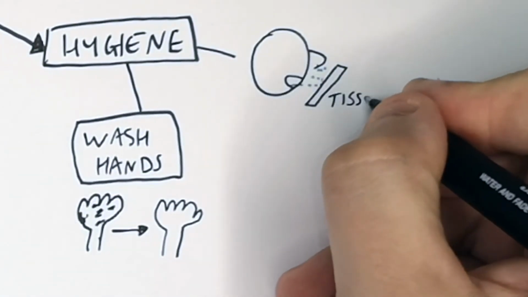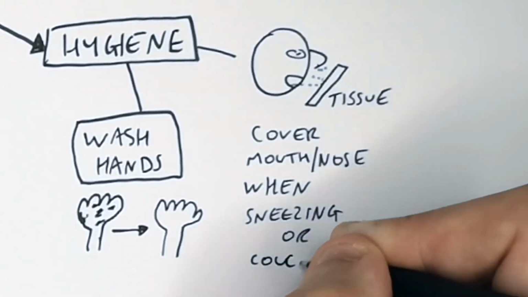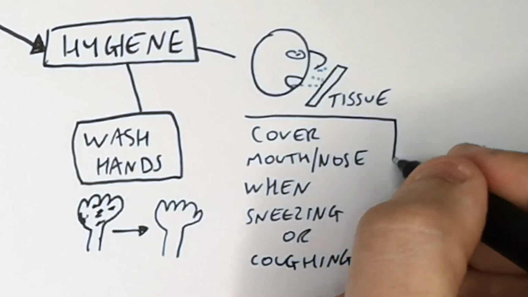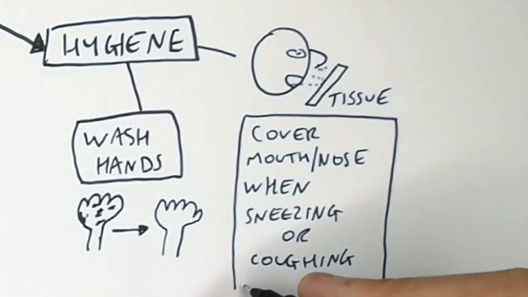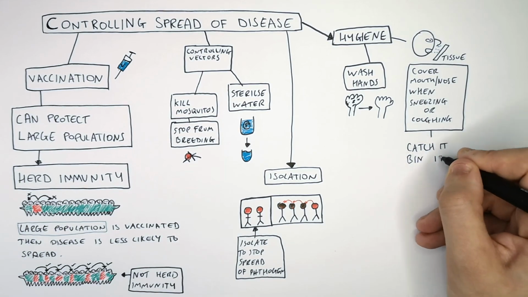If you have a communicable disease, it is really important to cover your nose and mouth when you sneeze. So use a tissue to cover your hands. You then bin that tissue and hopefully that will kill the pathogens. Remember, catch it, bin it, kill it.